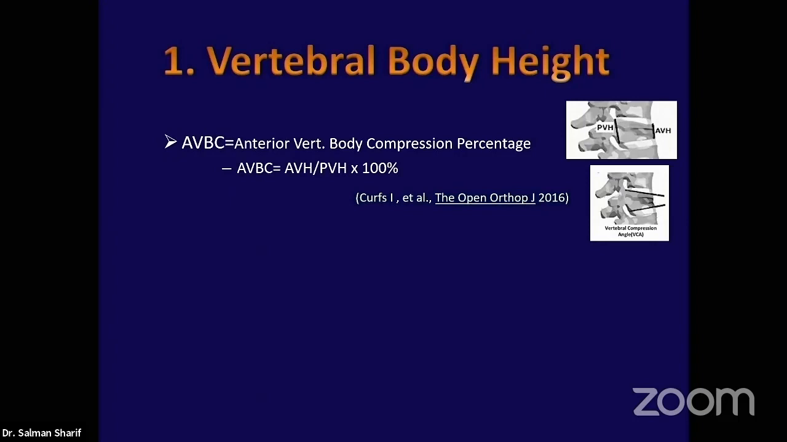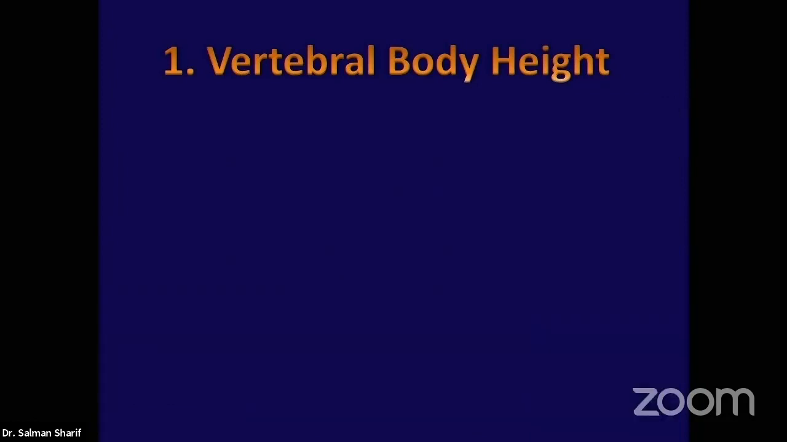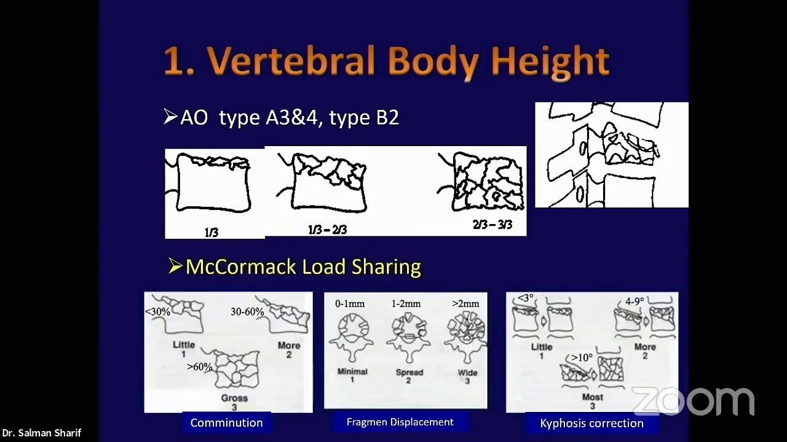You see here the percentage of compression between anterior and posterior. If the anterior vertebral body height loss is more than 50%, it will progress to kyphosis. This is how to measure that. And this is AO classification types 3 and 4. Let's see the burst, where the height is reduced. The McCormick loading was also explained before.